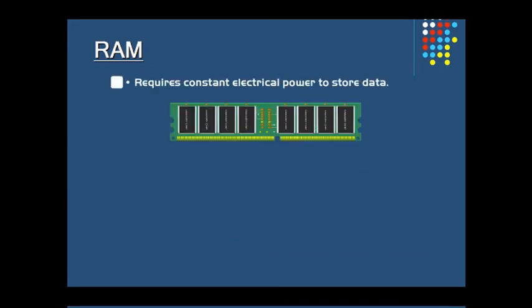RAM requires constant electrical power to store data, and if the power is turned off, then the data is erased. RAM also comes in different types, such as dynamic RAM or DRAM. DRAM is memory that contains capacitors.